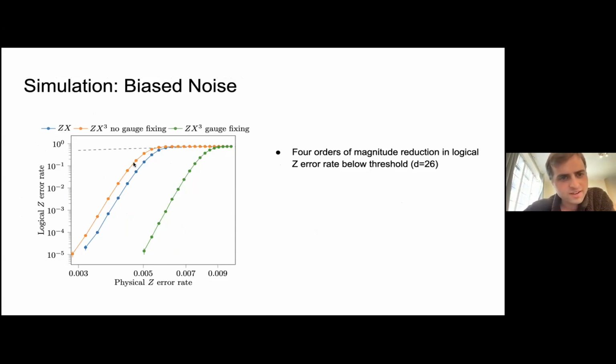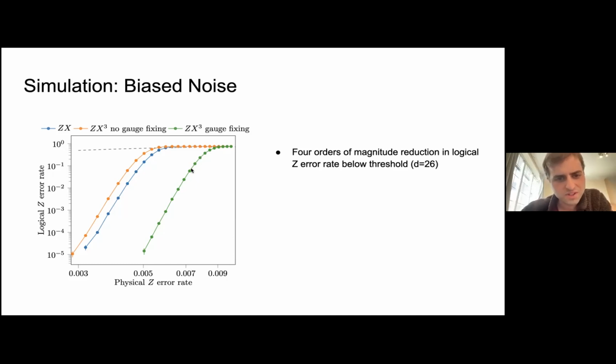The orange line is showing if you change the schedule, but then you just ignore the fact you can use gauge fixing. So if you repeat, say, the X checks, but then just don't use the fact that you can treat them as stabilizers. That's just to look at the impact of just the noise model. You're changing the noise model by changing the circuit. So that's just looking at that.